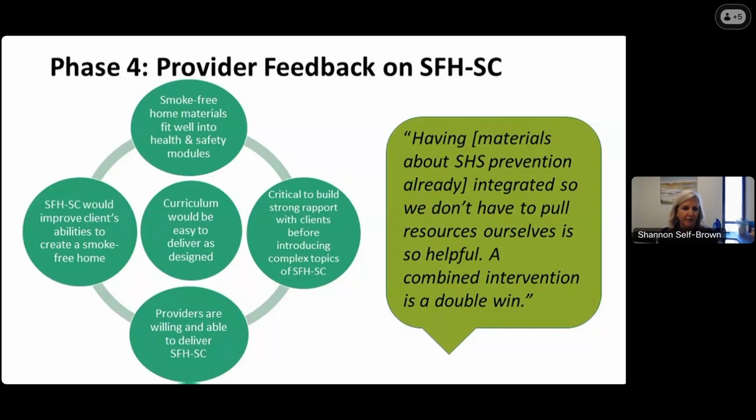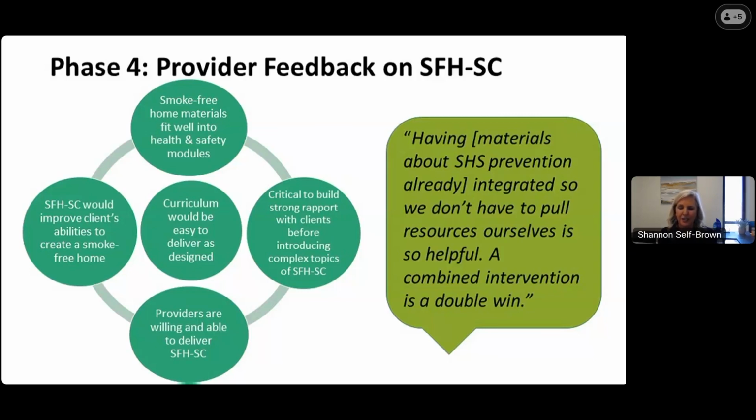We heard a lot of good information about feasibility and acceptability of the materials. The providers also thought that there was a critical need to build strong rapport with clients before launching into topics about tobacco use, and so we made sure to encourage this information as part of our workshop for the smoke-free home Safe Care. One of our favorite quotes was: having materials about secondhand smoke prevention already integrated so we don't have to pull resources ourselves is so helpful.